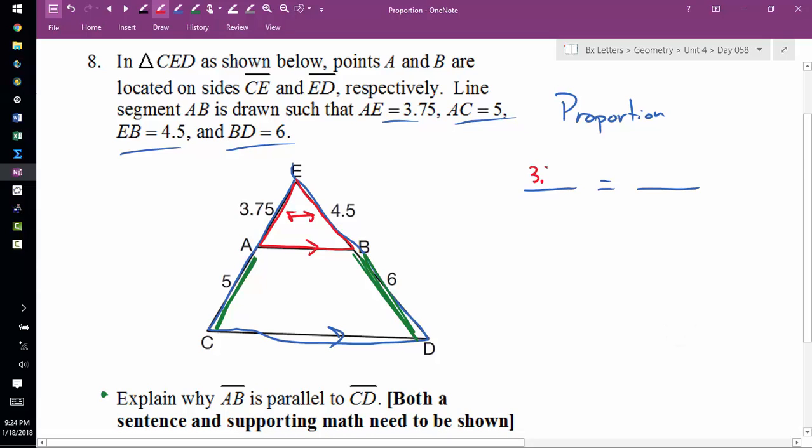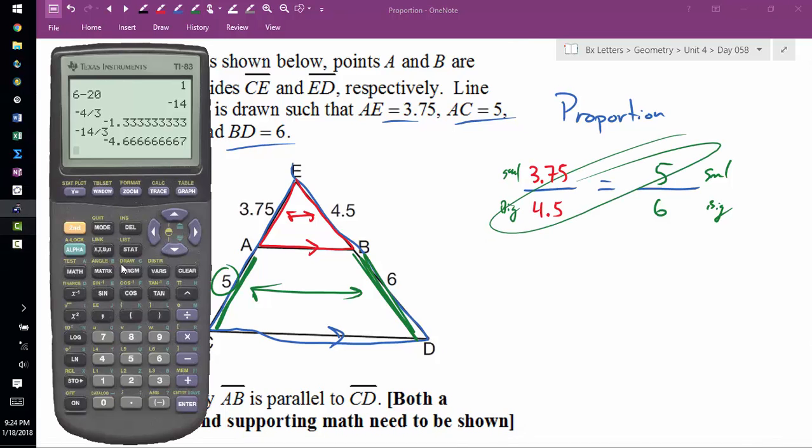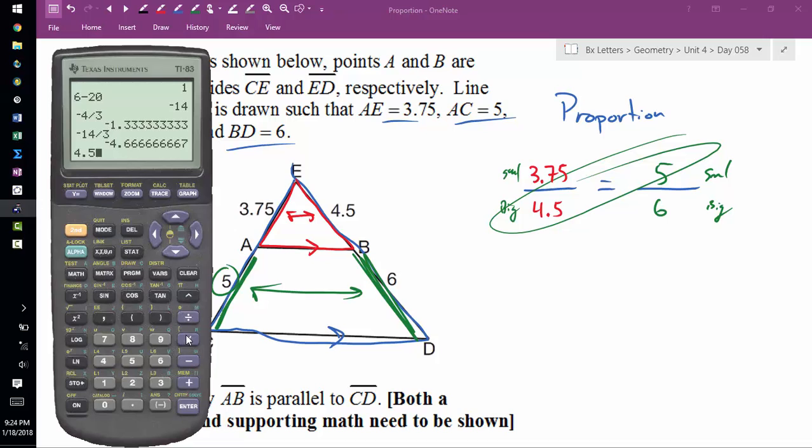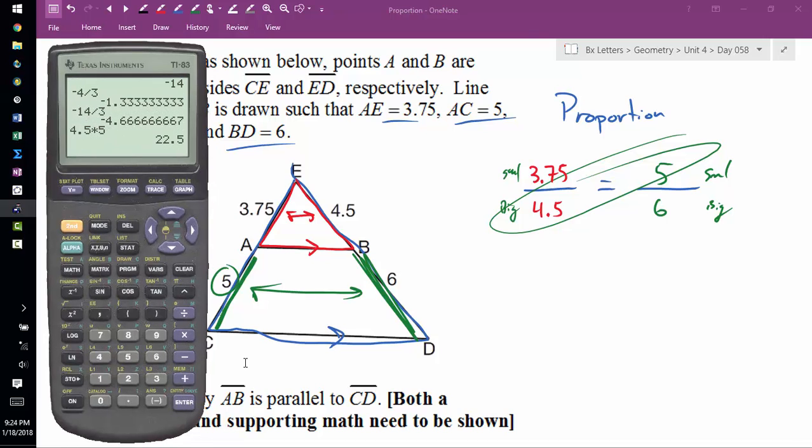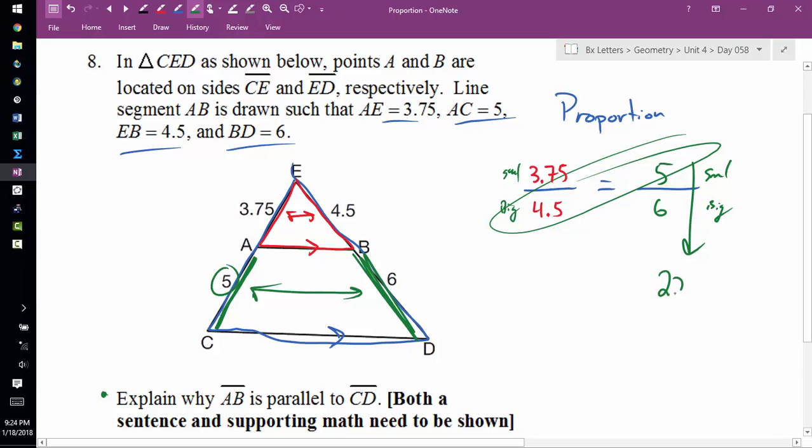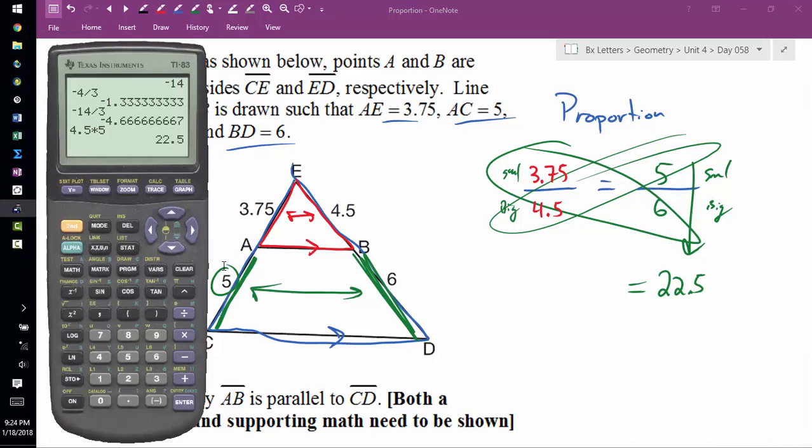But let's try it. 3.75 over 4.5. And then let's do that 5 divided by the 6. And it's got to be 5 over 6. See how we have small over big? Then we got to have the same thing, small over big. So when we cross multiply, we're going to get 4.5 times 5. We got 22.5. Then I can expect to get the same thing with the other. That's 6 times 3.75. And yeah, there it is, 22.5.